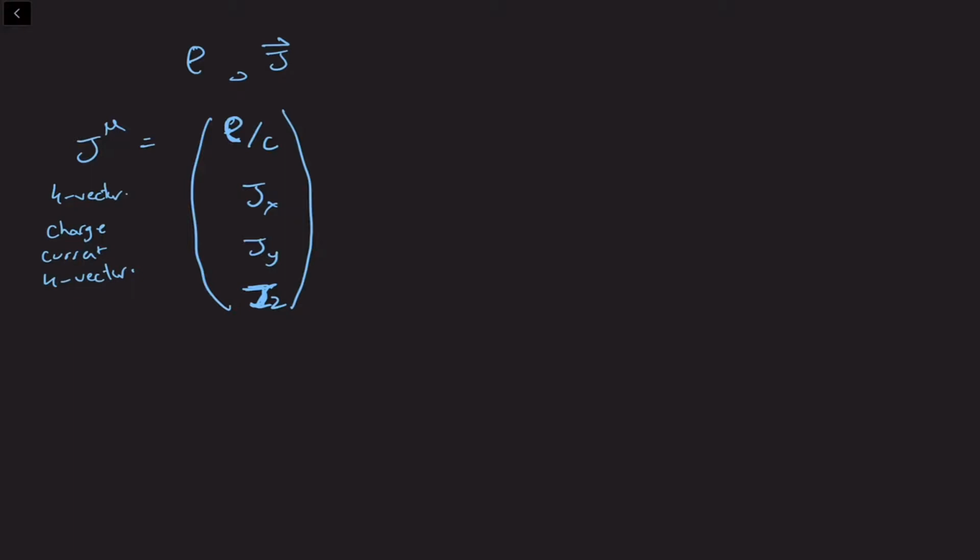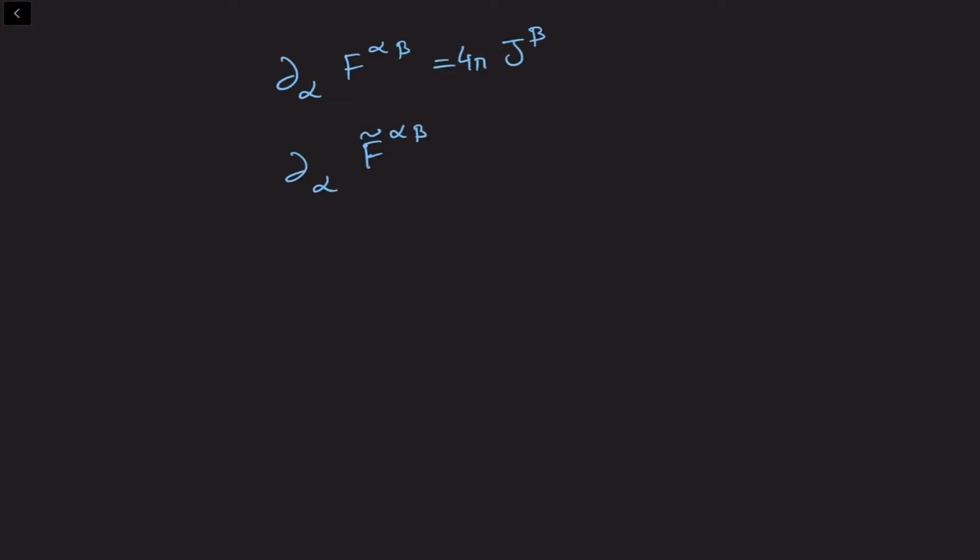So finally, putting all this together, you can show that Maxwell's equations can just be written in this form. So let me write those out here. Partial alpha F^{alpha beta} is 4 pi J^beta, and partial alpha F twiddle^{alpha beta} is 0.